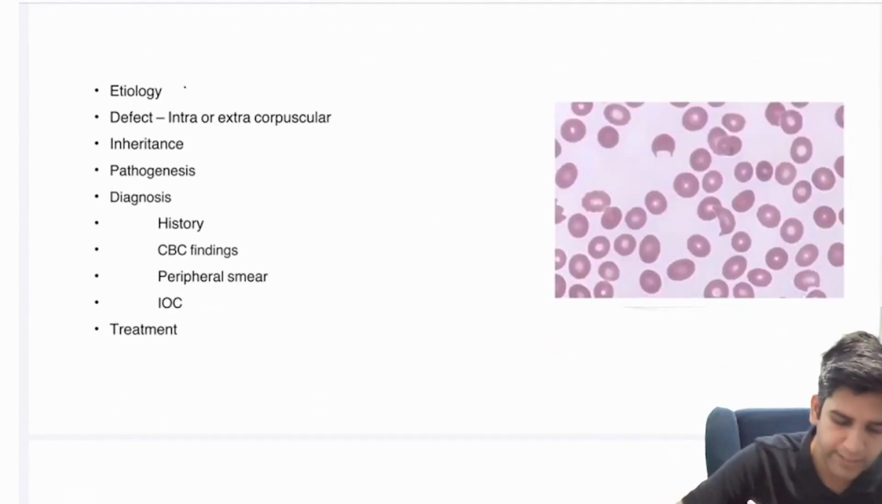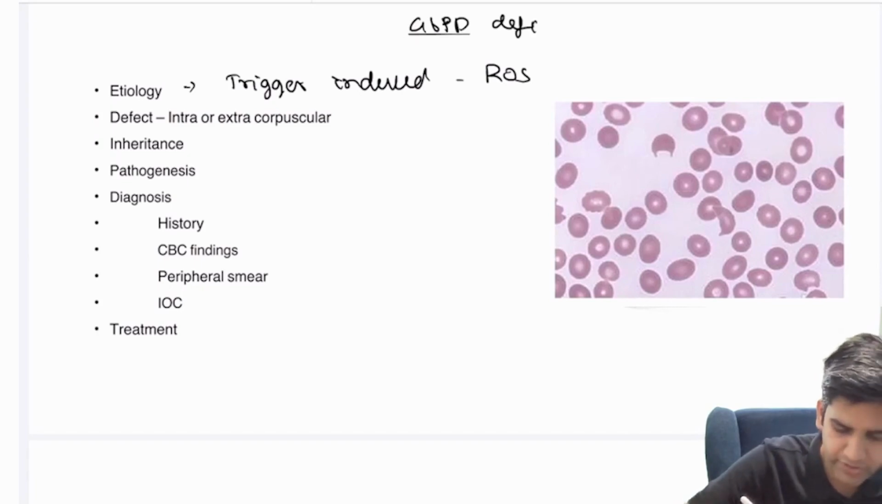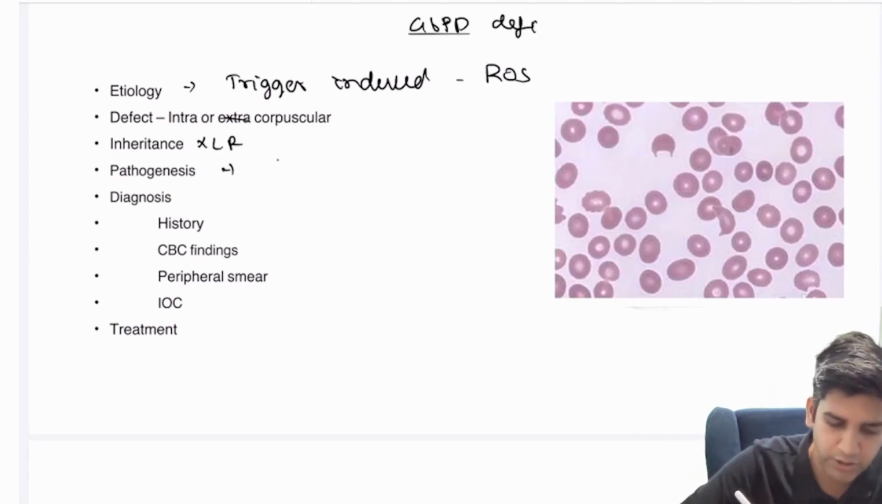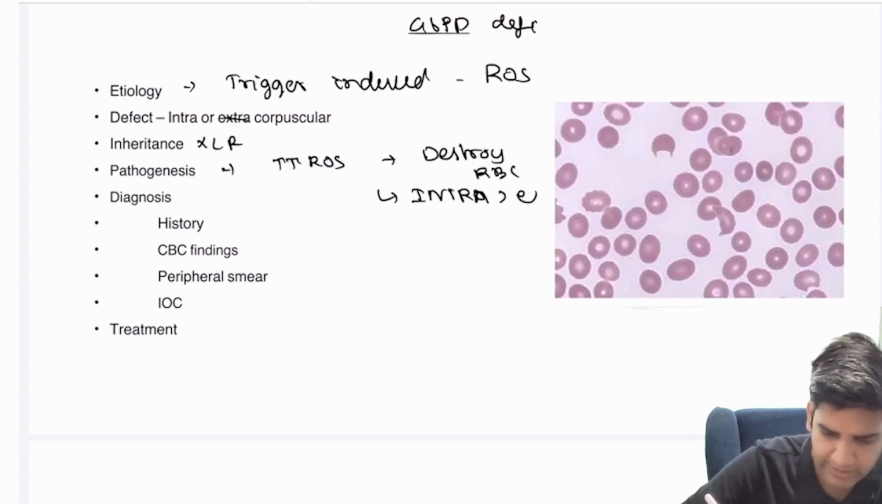Next, same thing. Etiology, it's a trigger-induced hemolysis, so it's mostly due to reactive oxygen species. The disease we are talking about is G6PD deficiency. It's an enzyme deficiency, X-linked recessive inheritance, intracorpuscular defect. Pathogenesis: more reactive oxygen species, which is going to destroy the RBC. This can cause both intravascular, which is more important for me, and extravascular hemolysis, right?